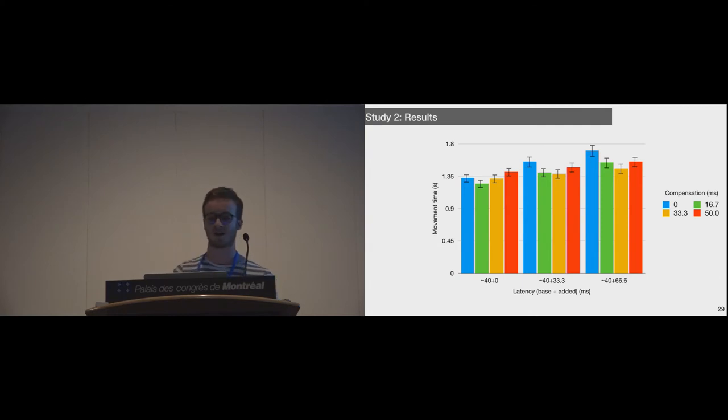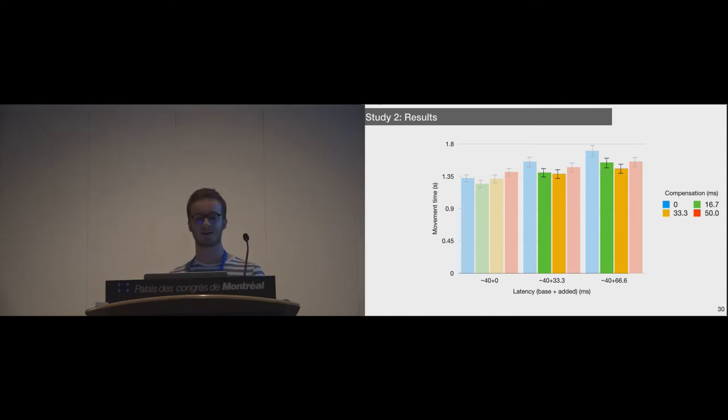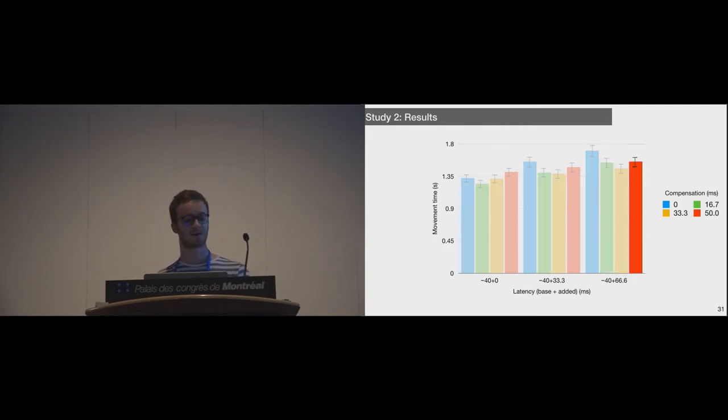For the following results, the latency values mean an artificial latency added to the base latency of the computer, which was about 40 milliseconds. Our results show that 16 and 33 milliseconds of compensation significantly improved performance for 33 and 66 milliseconds of additional latency. 50 milliseconds of compensation significantly improves performance when 66 milliseconds of artificial latency is added. The best case scenario is with the maximum latency and 33 milliseconds of compensation, where Turbo Mouse realizes an improvement of 16% of movement time.